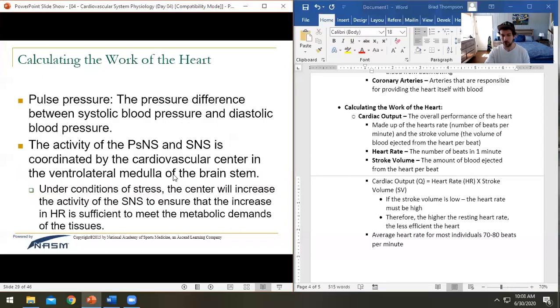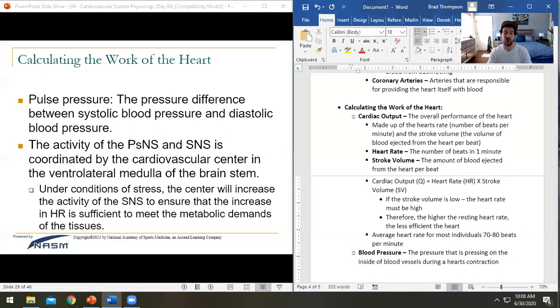You do also have pulse pressure, aka like blood pressure, right? And this is like the amount of pressure that you have within your heart. So blood pressure is going to be the pressure that is pressing on the inside of blood vessels during a heart's contraction, okay? So that is your blood pressure. And this is going to be made up of two different versions.